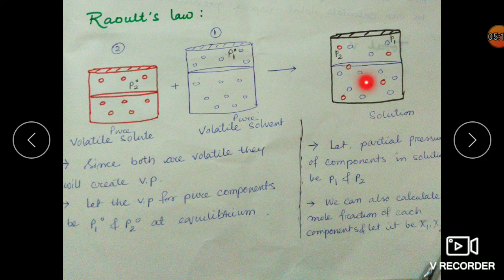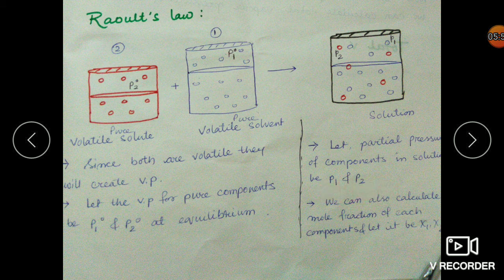From the solvent, the molecules will go to the vapor phase and create partial pressure, which we have considered to be P1 naught. Sorry, not only P1. And from the solute particles, the one that creates the vapor pressure, we consider the vapor pressure to be P2. So in the solution, we got the partial vapor pressure for each component. Let the partial pressure of the components in the solution be P1 and P2: P1 for the solvent, P2 for the solute.